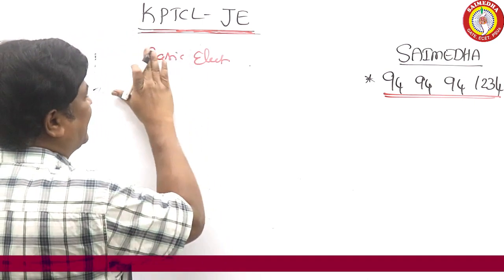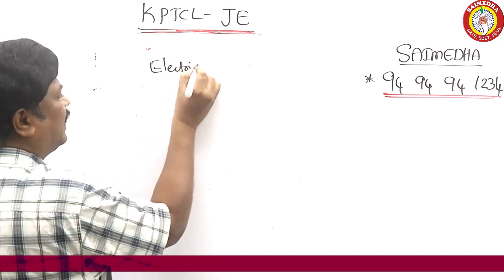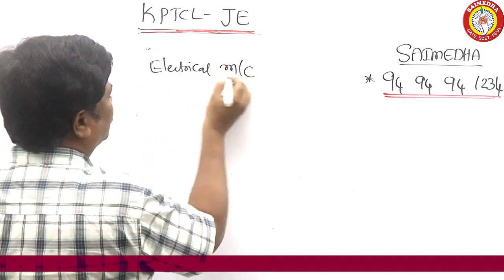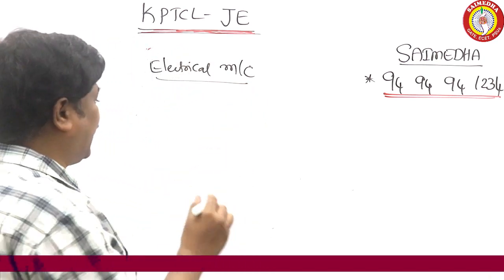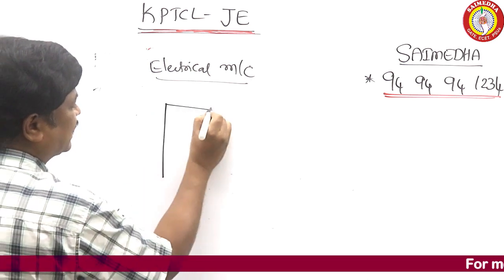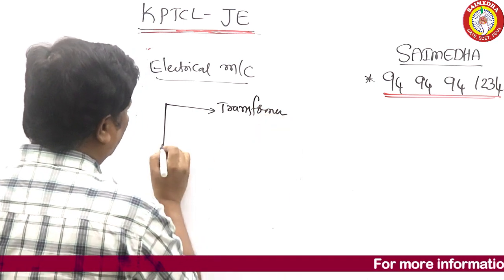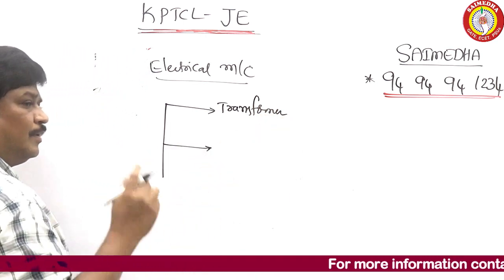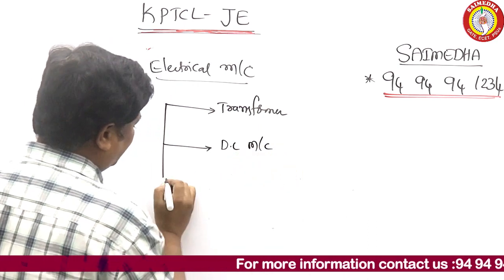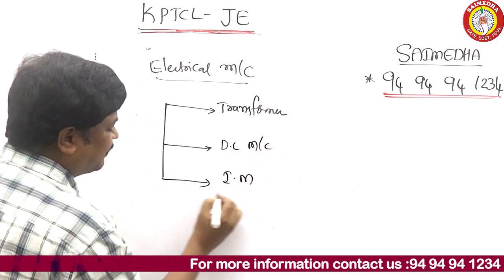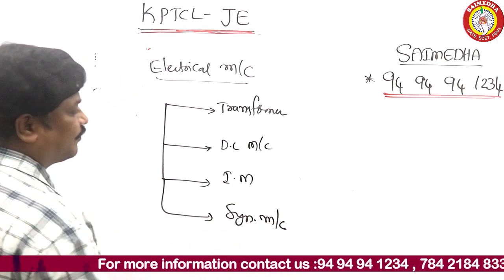Now, the second topic we have is electrical machines. Coming to electrical machines, what are the machines we have? Number 1, transformer. Number 2, DC machine. Number 3, induction machine. Number 4, synchronous machine.